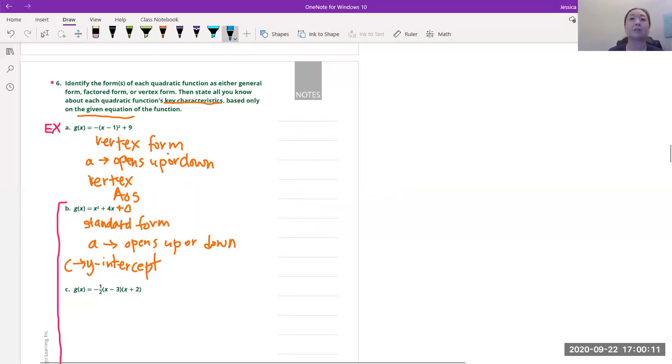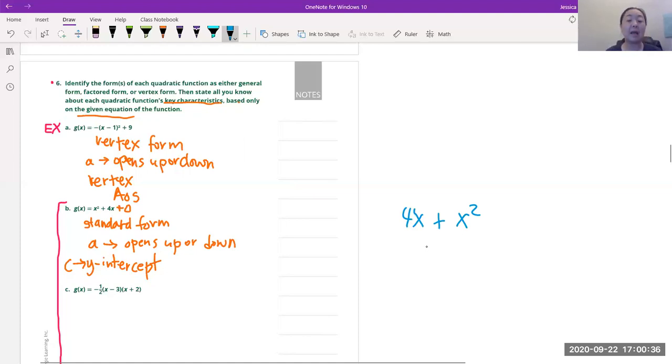That's the axis of symmetry. All right, same thing here. I noticed that there's just X squared and an X, which means no parentheses, that means standard form. Notice the X squared comes first, and then the X. If we had something like 4X plus X squared, that's not written in standard form.